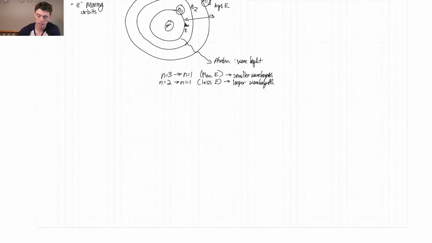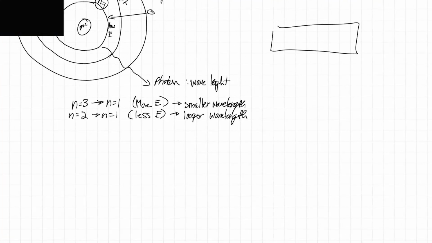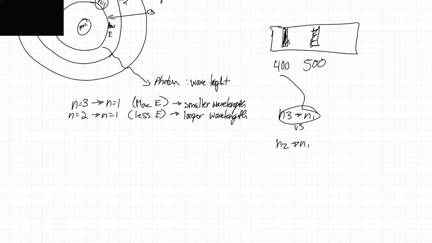And so if we have smaller wavelengths on a spectrum, almost UV, so if my wavelength is like 400 versus 500, what are the orbits? Where would I assign the orbits of N3 to N1 versus N2 to N1? Well, I know N3 to N1 goes with a smaller wavelength, and that kind of gives us an idea of how the electrons are moving.